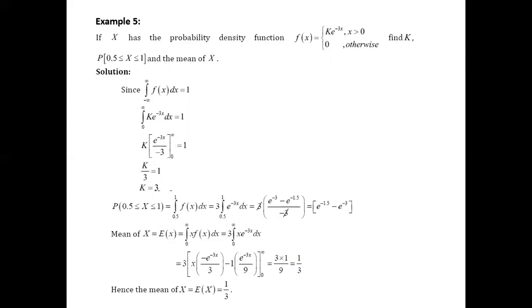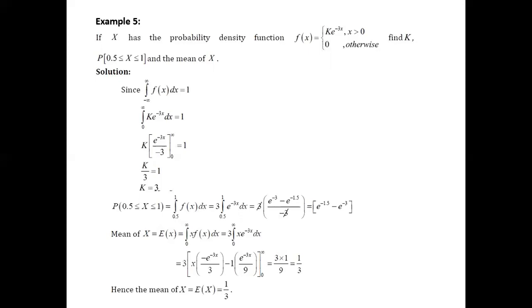Now we have the definition of the probability density function: the integral from minus infinity to plus infinity of f(x) dx equals 1. So the integral from 0 to infinity of k into e^(-3x), since the density is k e^(-3x) for x greater than 0, dx equals 1. If I substitute these values, then I get k equal to 3. That is, the probability density function is f(x) equal to 3 into e^(-3x) when x is greater than 0, and 0 otherwise.